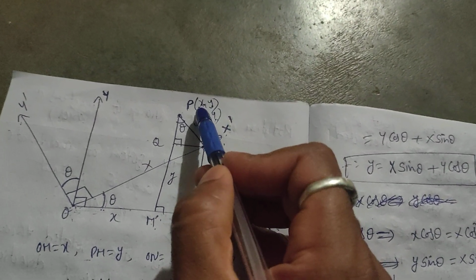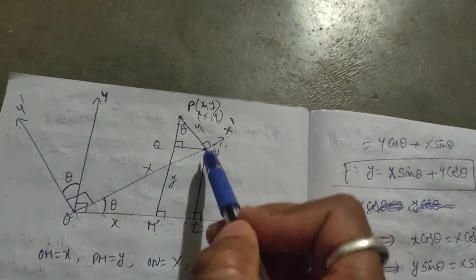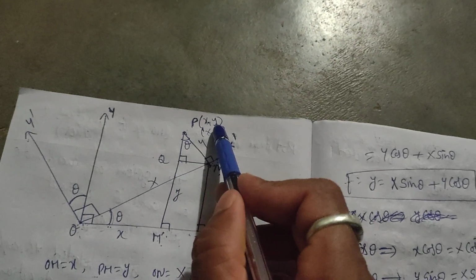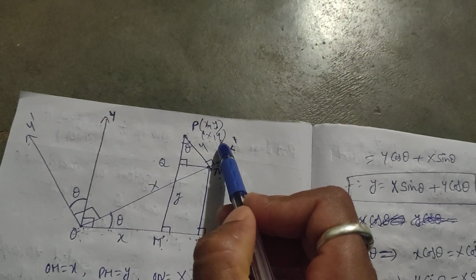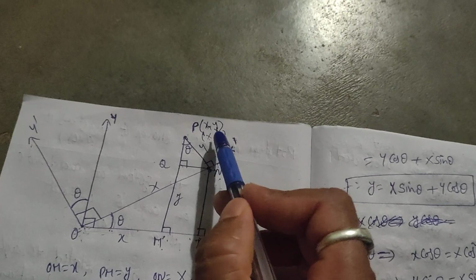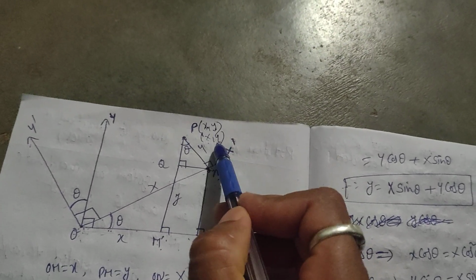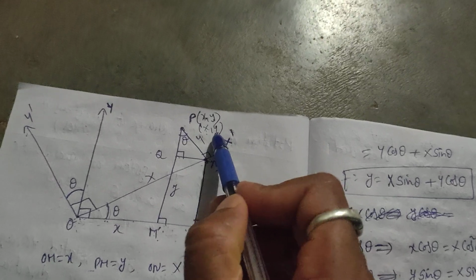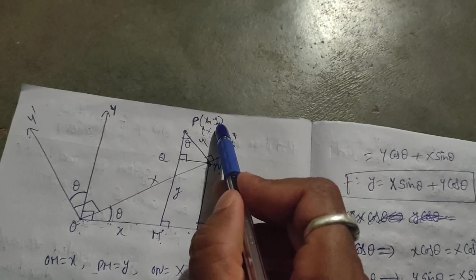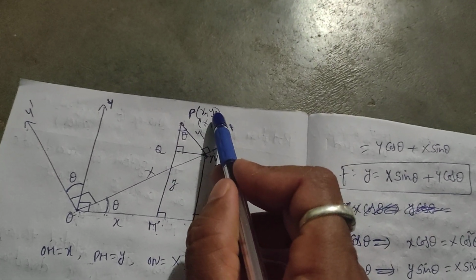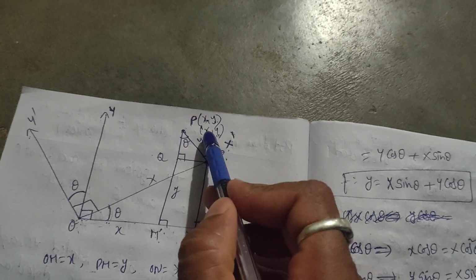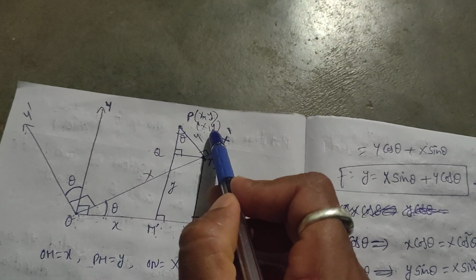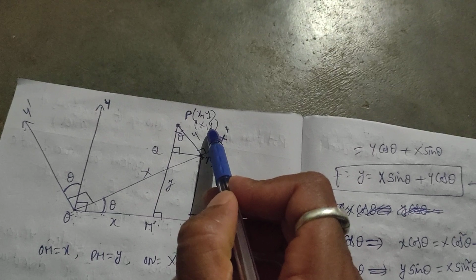That means P is any point in the plane whose coordinates are small x comma y and capital X comma Y according to the original and new systems. That means small x comma y refer to the original axes, the old axes, and capital X comma Y refer to the new axes.